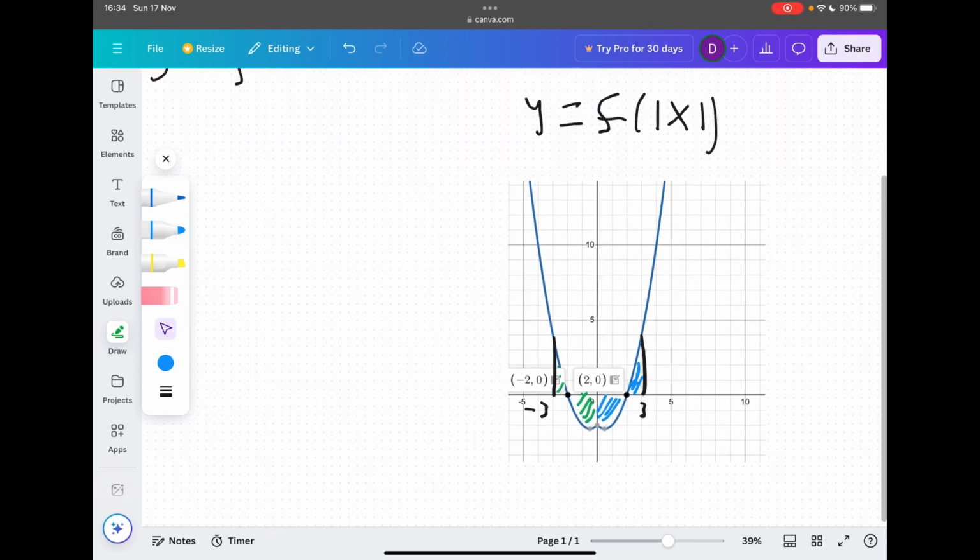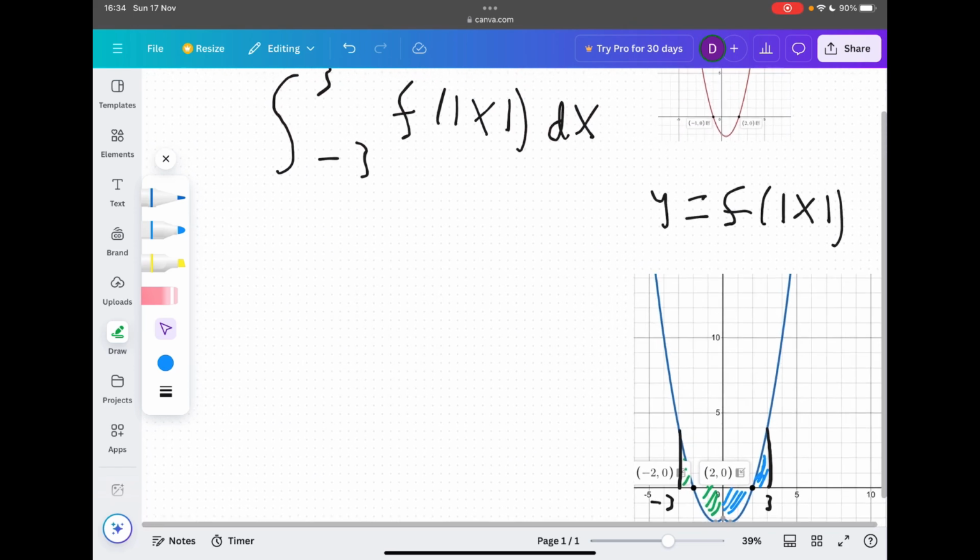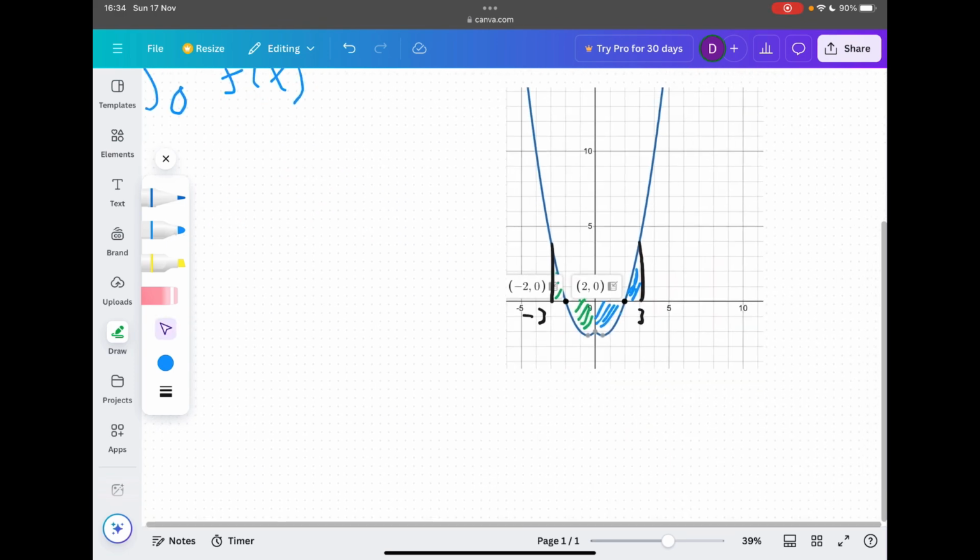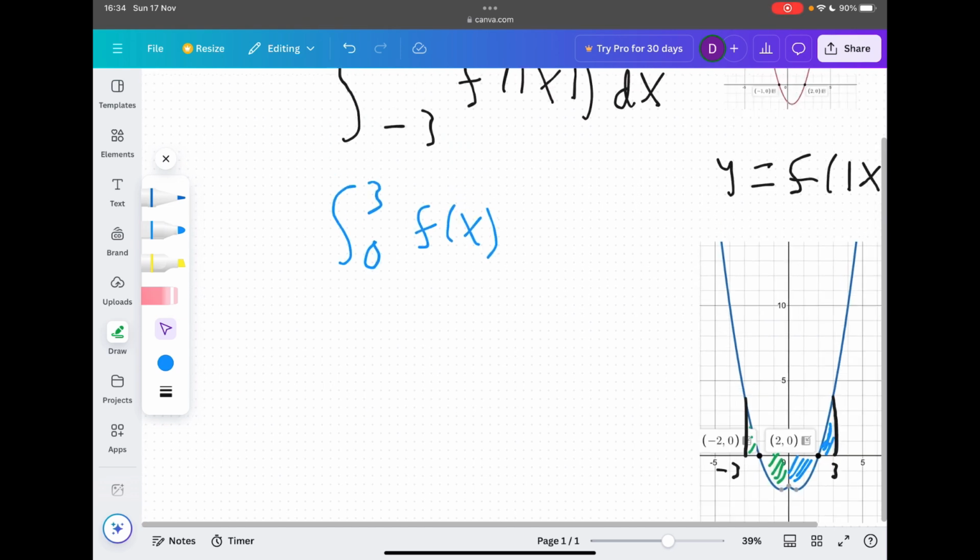So if the bit shaded in green is equal to the bit shaded in blue, then what can we say? Well, for the bit shaded in blue, we are going from 3 to 0, so the integral from 3 to 0 of f of x, but the bit shaded in green is also the same as the bit shaded in blue. So we can just do the area under the curve for the blue bit and double it, because that would just give us the same result. So we can say 2 times the integral from 3 to 0 of f of x.